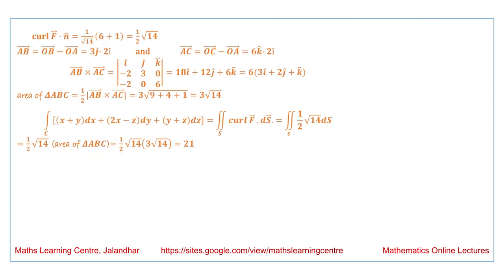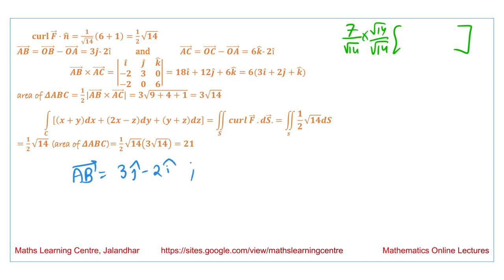On solving this, we obtain this value equal to 7 by root 14 into root 14 by root 14 into the area of this triangle. Now the area of this triangle is given by its sides. We write AB vector as 3j cap minus 2i cap. AC vector is OC vector minus OA vector, so it is 6k cap minus 2i cap.